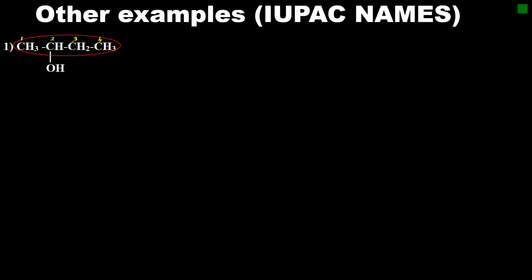We start by writing the stem, and the stem is the prefix indicating the number of carbon in the parent chain. Here, because we have 4 carbon, the stem is but, meaning 4 carbons. After the stem, we add the stem suffix, which indicates the type of bond between carbon atoms in the parent chain. If they are only single bonds, we use AN.